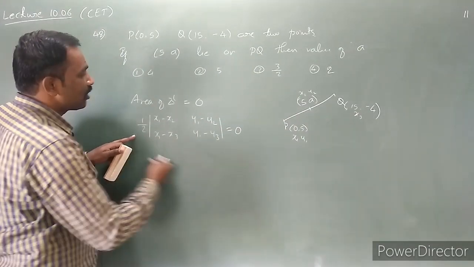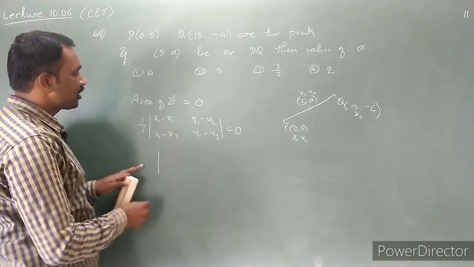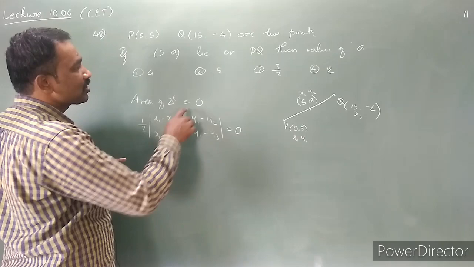Okay. So 1 by 2 is moved to the right-hand side, and this becomes 0. x1 minus x2.